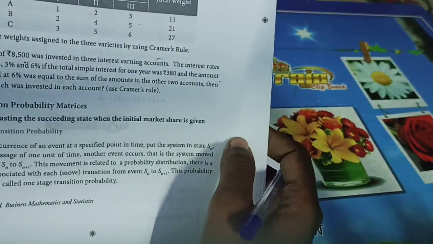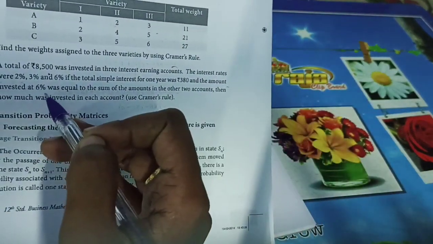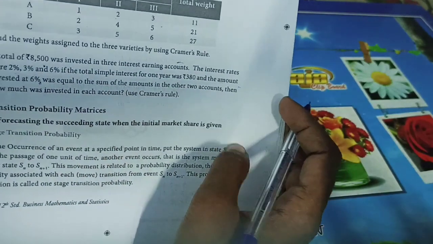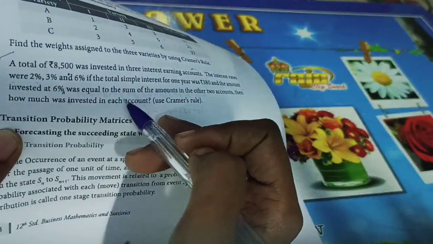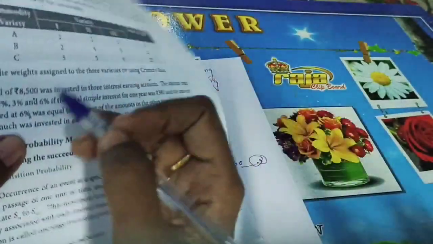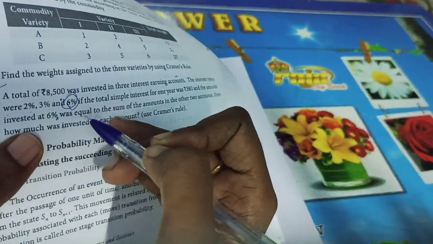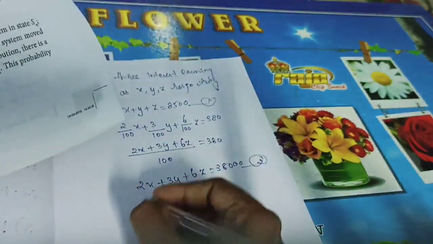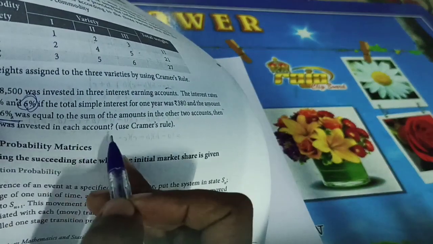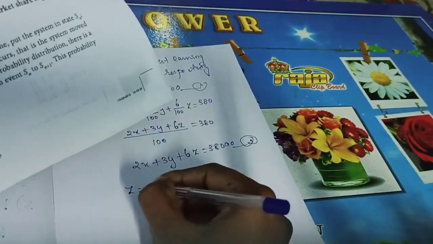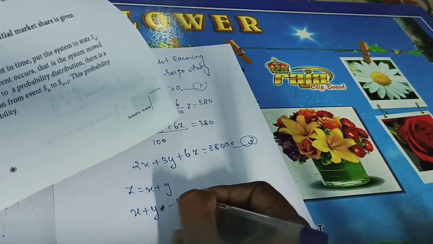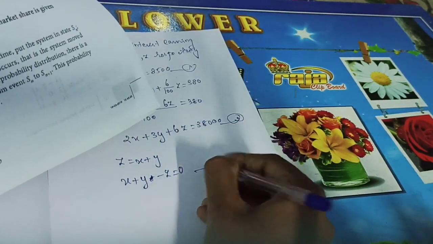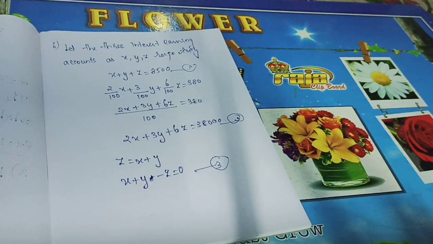One more equation you will get. Listen here very carefully. And the amount invested at 6%. So the amount invested at 6% means the third amount, is it right? The given rate is 6%. So z is equal to the sum of the amounts of the other two accounts. So z is equal to x plus y. Bring this here. So x plus y minus z is equal to 0. Now you got equation number 3. Understand? Now I have formed the 3 equations.